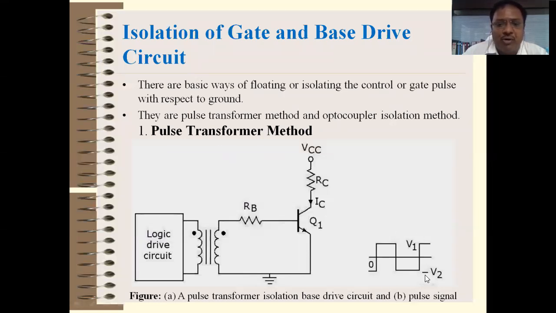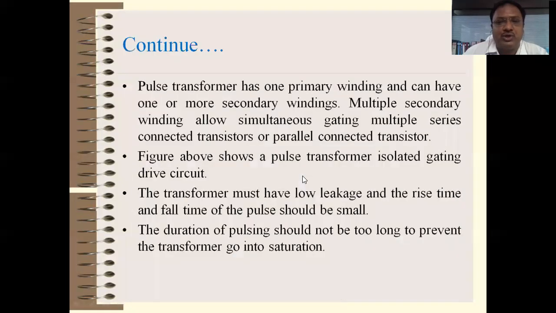The output waveform shown here is the output at the collector of the transistor. If you apply a pulse signal at the input of the logic drive, only for that time the secondary voltage will develop, and it will trigger the transistor. Once the transistor is triggered, current flows through it, the transistor turns on, and your switch is on. So this is the first method: by using a pulse transformer, you can separate your power circuit from the logic circuit. And the second one is the optocoupler isolation method.